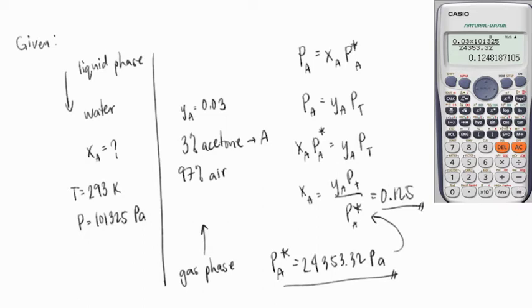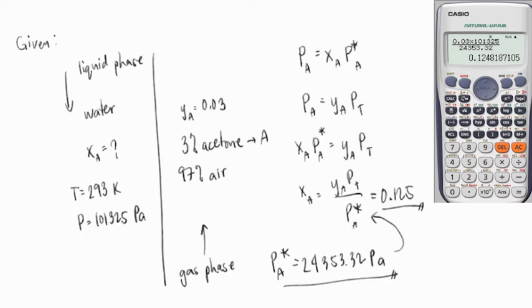The mole fraction of acetone in the liquid phase is 0.125. This result tells us that 0.125 is the equilibrium mole fraction of acetone in water, and that is in conjunction with the 3% acetone in the vapor phase. These are the mole fractions in the liquid and the vapor phase in equilibrium. So if we are reading values that are less than these mole fractions, we will be certain that the system is not yet at equilibrium.